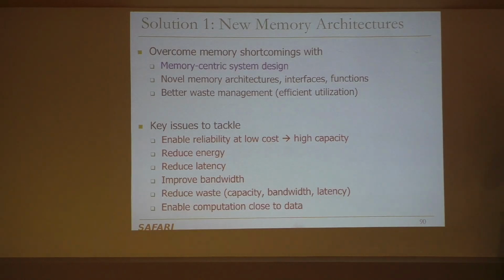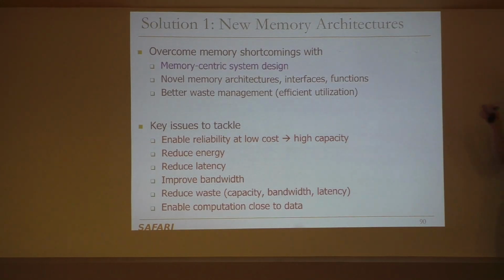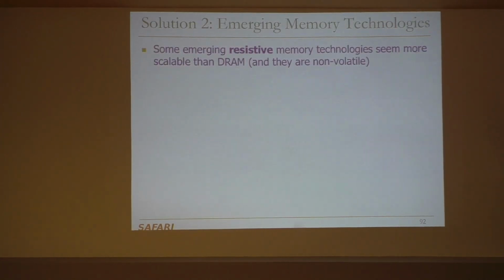I mentioned the zeros, I mentioned whenever you give people memory, they waste memory. That's actually true. If you look at memory today, a lot of it is zeros. By doing just zero compression, you can reclaim 30% of your memory, depending on the applications. So we should be thinking about reducing waste also. And enabling computation close to data is something that we will talk about a lot. These are some of the papers that we're going to cover, that we've been working on for a while.